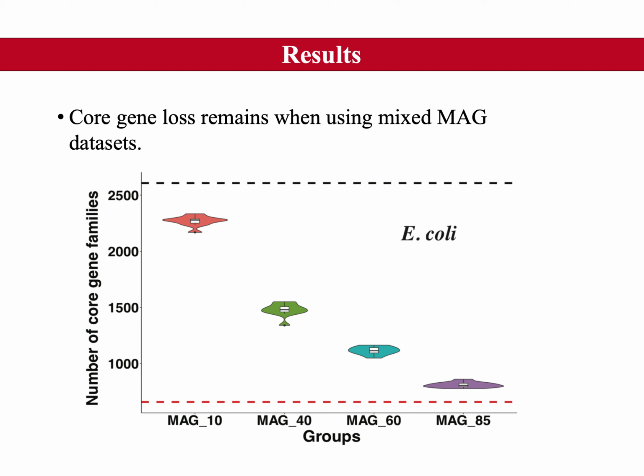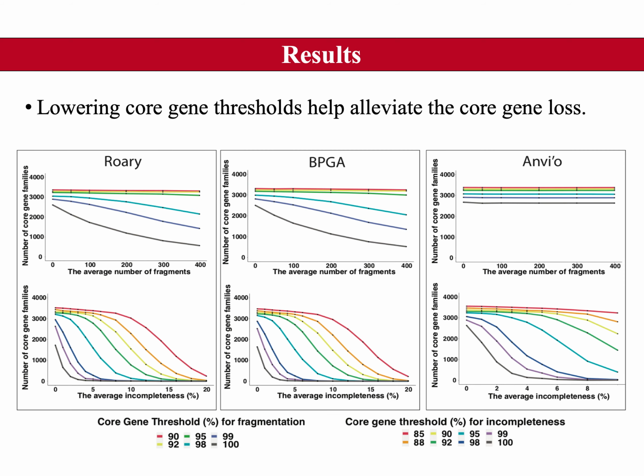The core gene loss remains when using mixed datasets. We found that the higher the percentage of MAGs in the datasets, the more core genes will be lost. The strictest core gene threshold is 100%. However, in practice, core genes can be defined with a more relaxed threshold like 95%.